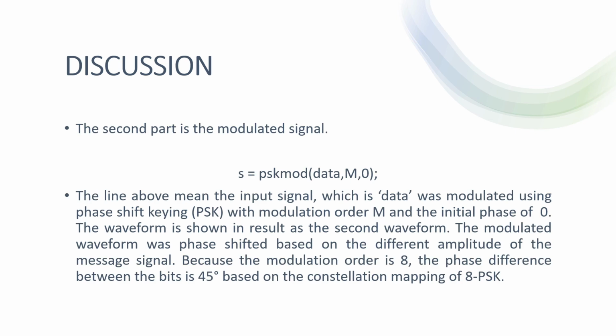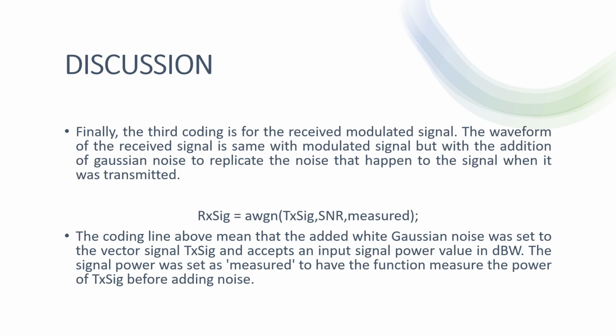The second part is the modulated signal. The line above means the input signal, which is the data, was modulated by using phase shift keying with modulation order M and the initial phase of 0. The waveform is shown in the result as the second waveform. The modulated waveform was phase shifted based on the different amplitude of the message signal. Because the modulation order is 8, the phase shift difference between the bits is 45 degrees based on the constellation mapping of 8 PSK.